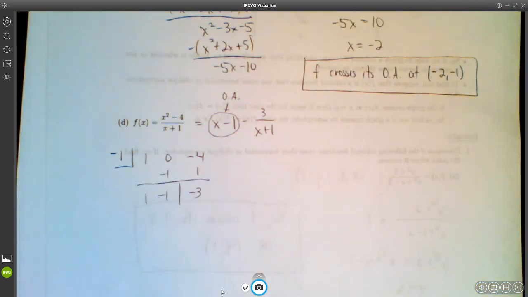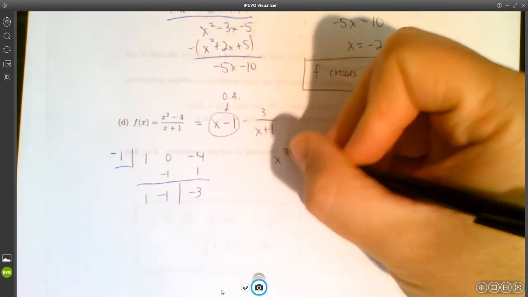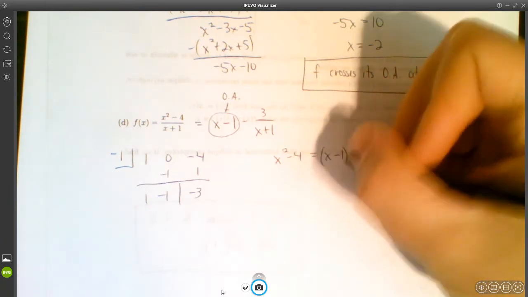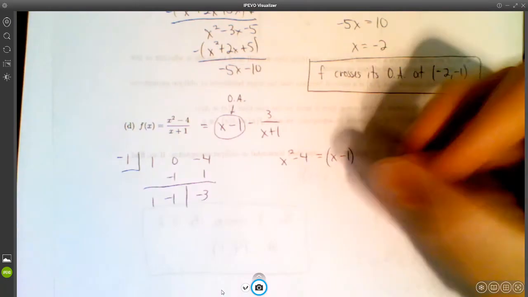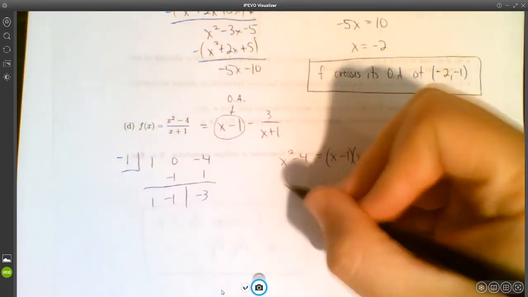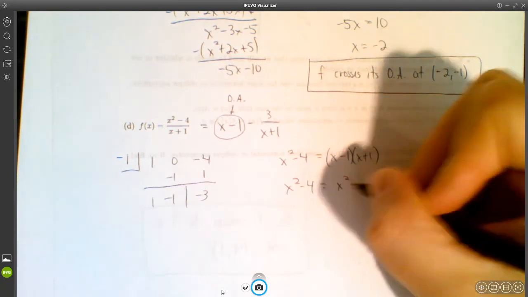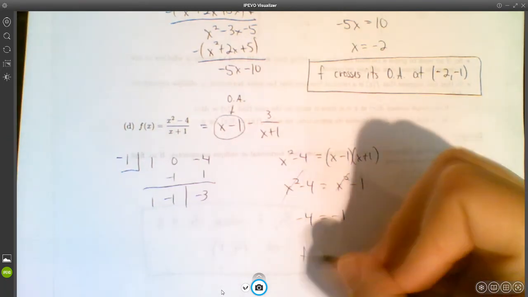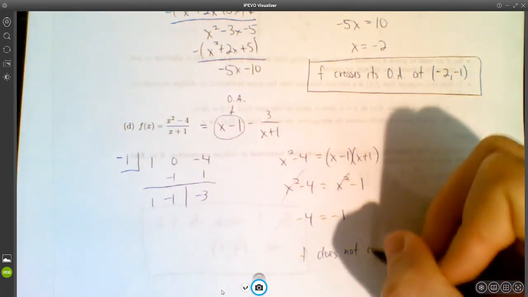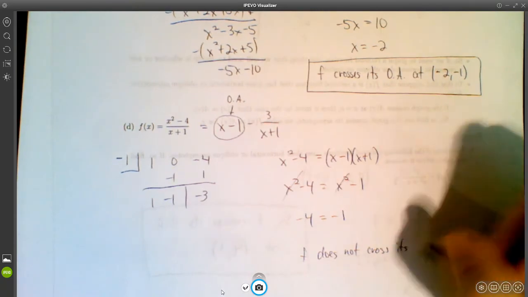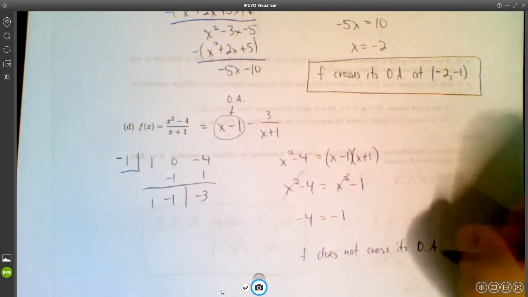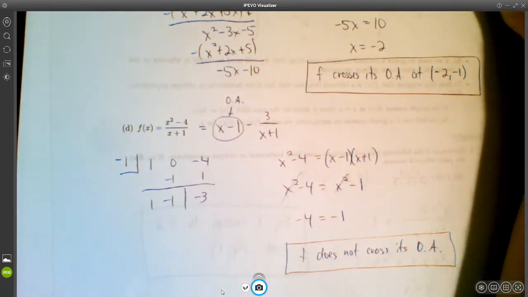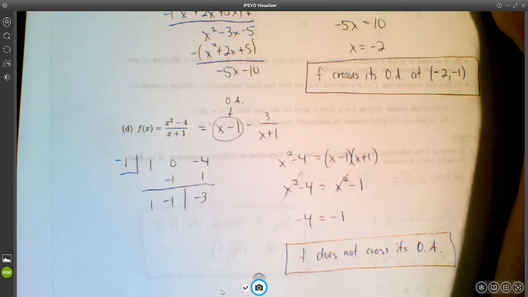We want to know if f crosses its oblique asymptote, so we're going to set x squared minus 4 over x plus 1 equal to x minus 1. So I know that in order to solve that, I'm going to multiply both sides by x plus 1, right? I get x squared minus 4 equals x squared minus 1, and this thing's not going to cross, right? We get negative 4 equals negative 1. f does not cross its oblique asymptote. Okay, and there's that. So that's that one.